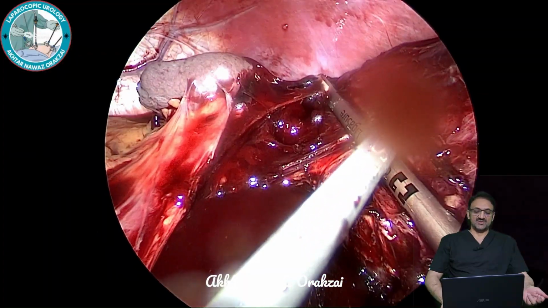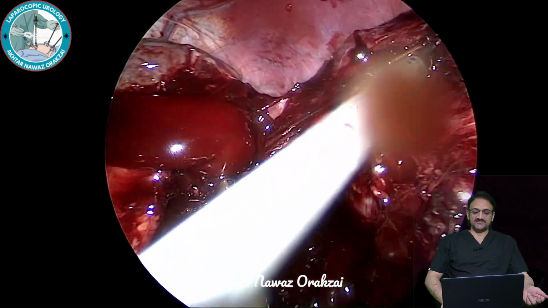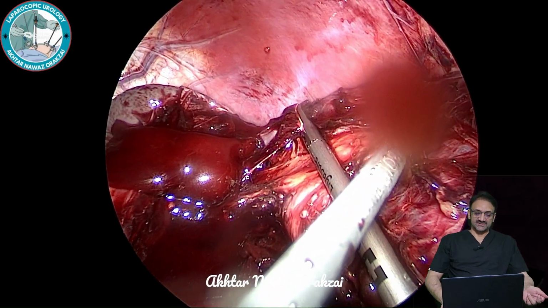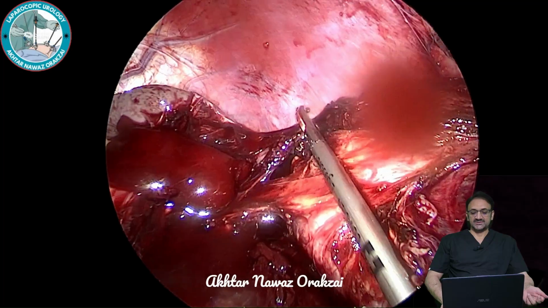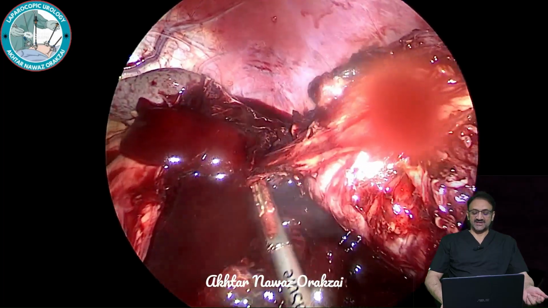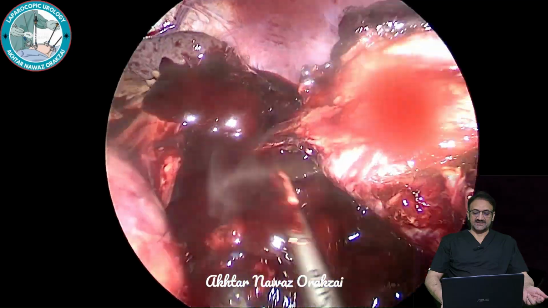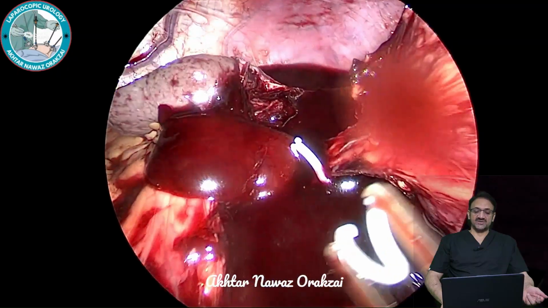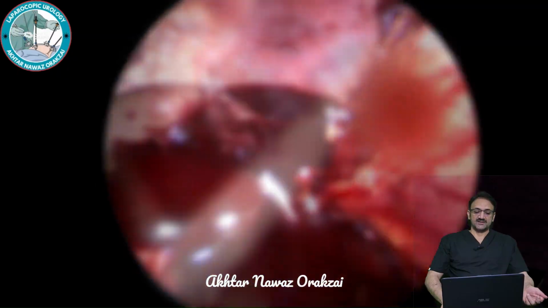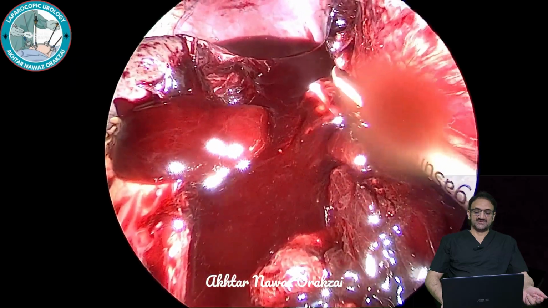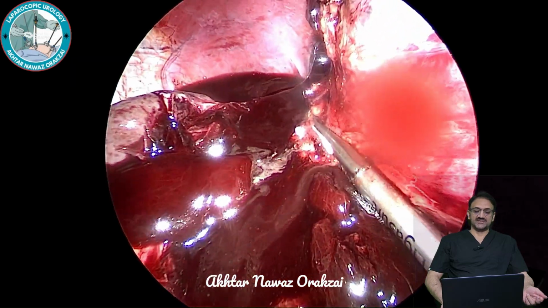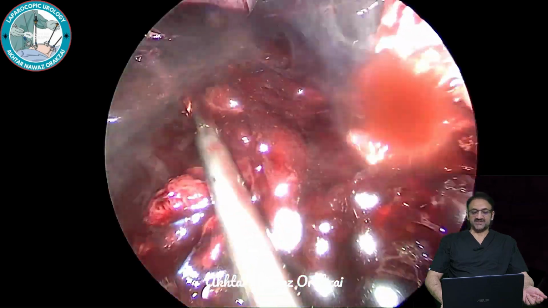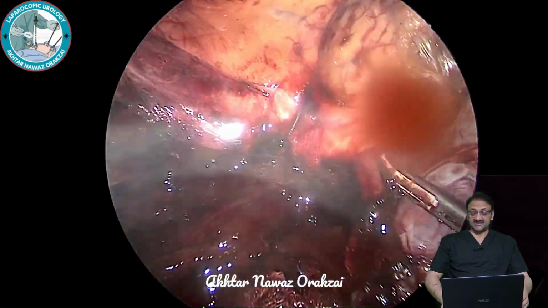So the spleen has been now dissected away, and the splenic vessels are not in danger. So here what we are going to do is that there is a cord-like structure coming to the adrenal gland. So we are going to clip this structure as well. The first clip was not able to be applied properly, and now here you can see that the gland has been detached completely. So the adrenalectomy is completed.